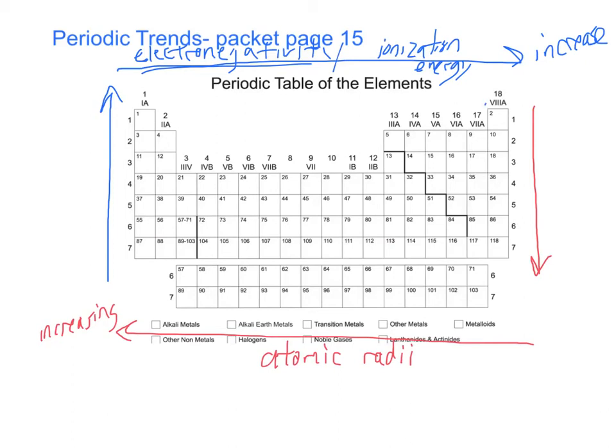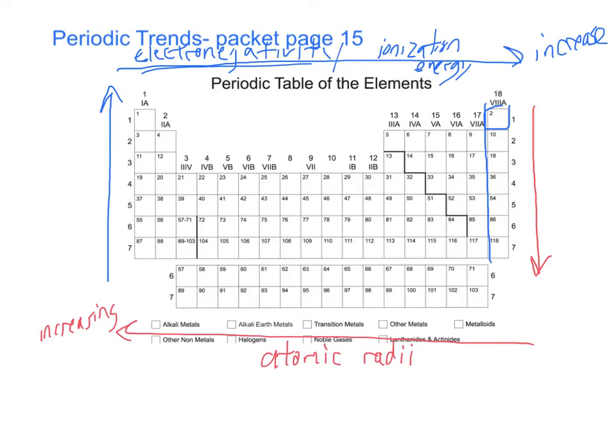Now, the one exception, I'm going to kind of draw a line down through here, is our noble gases. Now, they do have an ionization energy. You can knock an electron off. They have a very high ionization energy. And in fact, following the trend, we would know that helium has the highest of all ionization energies for knocking off that first electron.